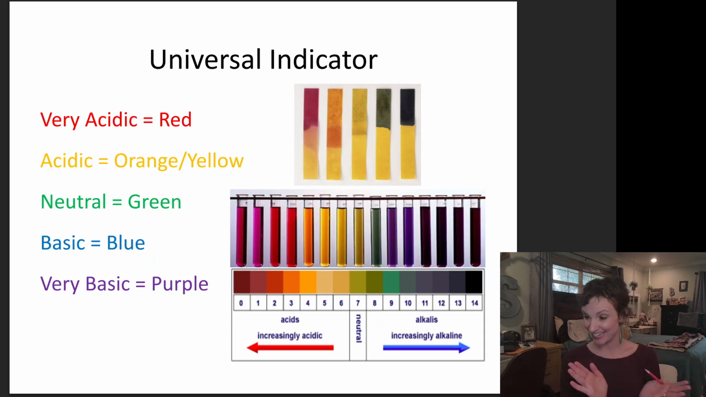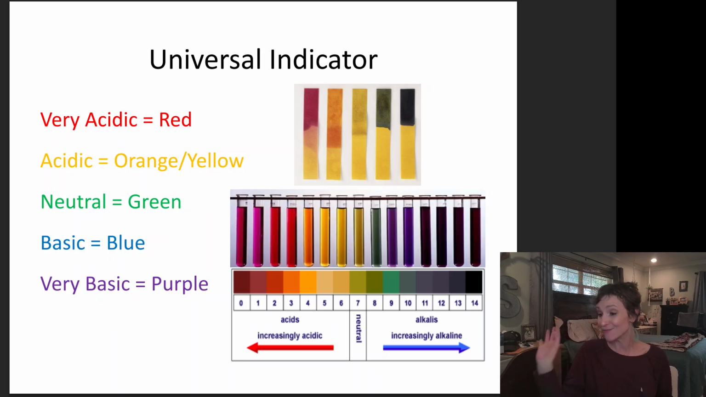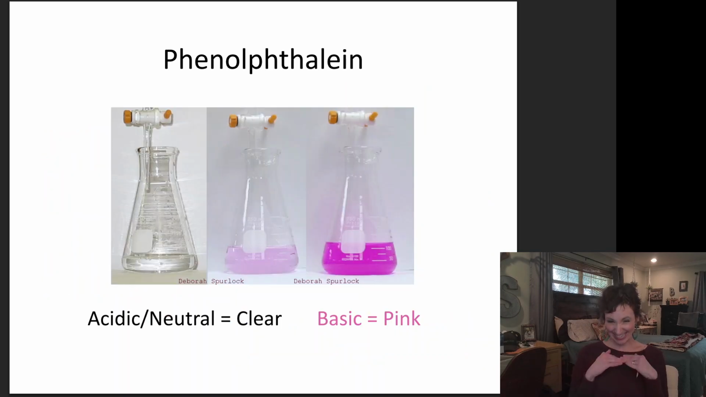Universal indicator is a fun one. Universal indicator is the rainbow, where I start with red as very acidic, and I go all the way to purple being basic. So I have the colors of the rainbow, ROY G. BIV, which is very fun. Universal indicator is a little more precise, giving me a better idea than just strict red or blue.